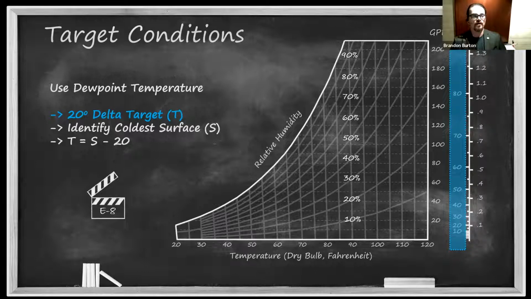What that does is it creates a gradient or a delta that gives the air enough energy and capacity to support transport of additional moisture. So what does all that mean? Because that sounds really, really complicated. Well, it really isn't. And in order to understand that, let's take a look at the psychrometric chart here for a second.